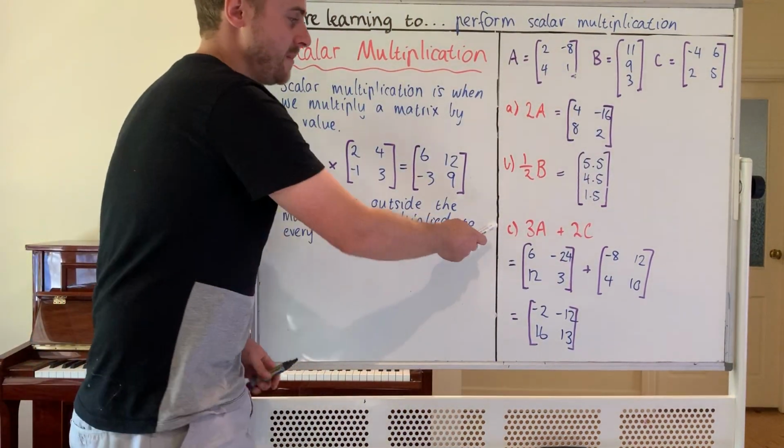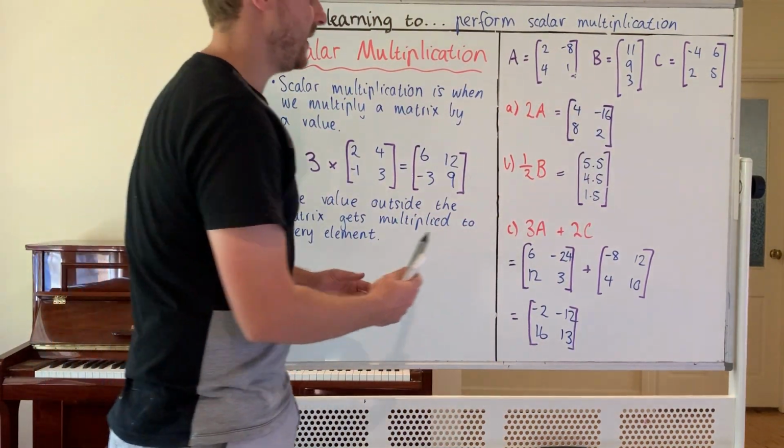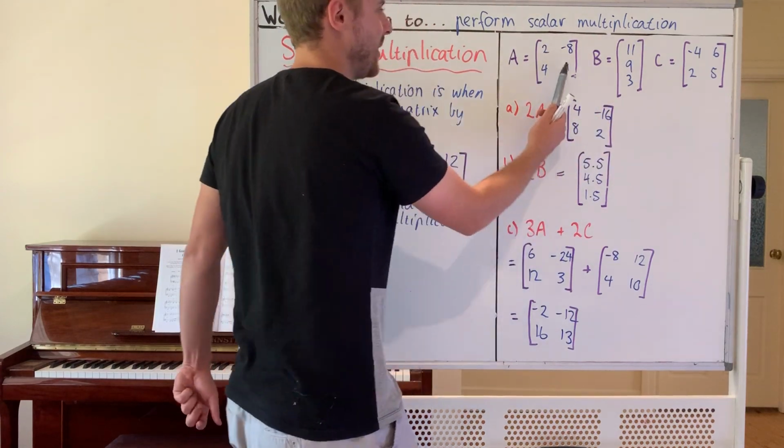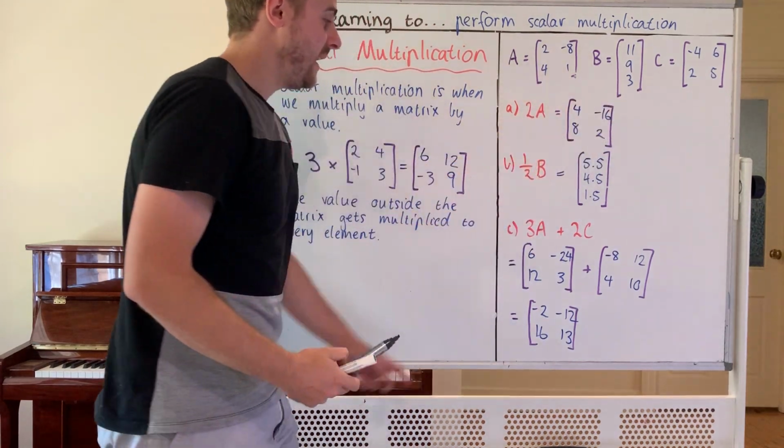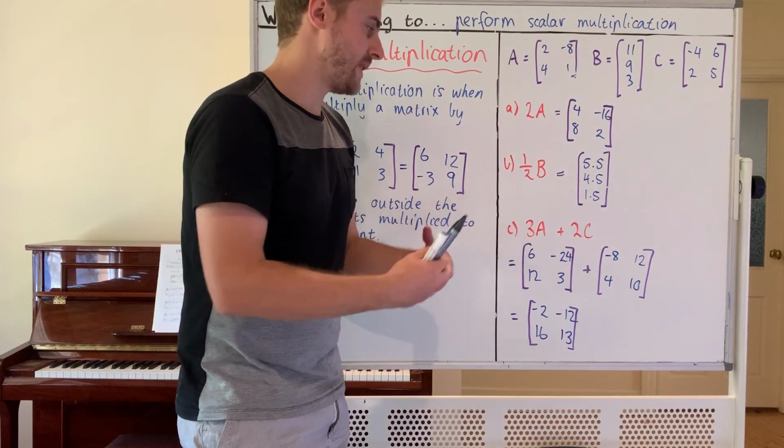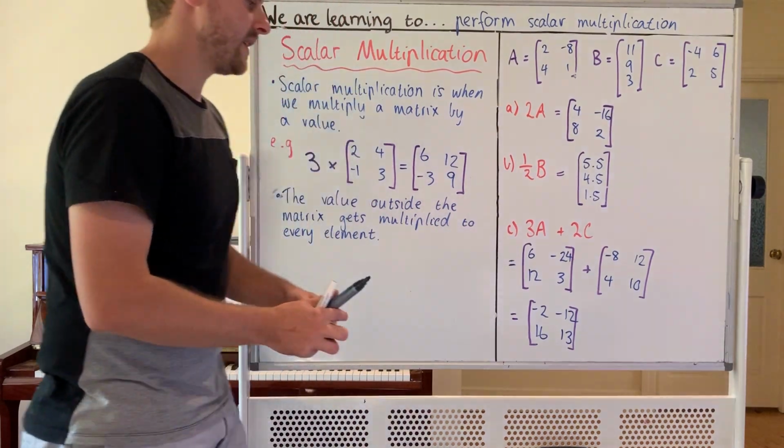Scalar multiplication can be done on a CAS, so for example, you could save each of your matrices as their letter, so type that in, save it as A, B and C, and then you could simply type something like 3A plus 2C, and it would give you your answer.